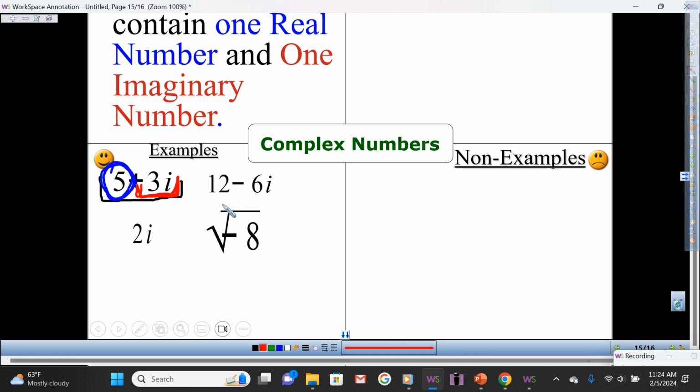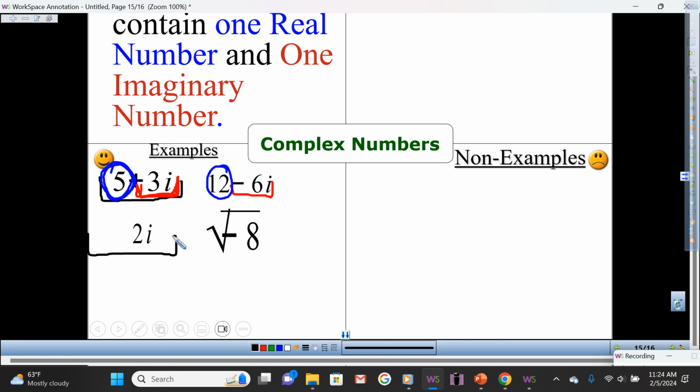Tell your neighbor which one is real, which one is imaginary. Ryan, go. Close. Negative 6i. Very close. Remember to include the negative with that coefficient, and 12 is the real. Okay. Here goes the challenge, though.